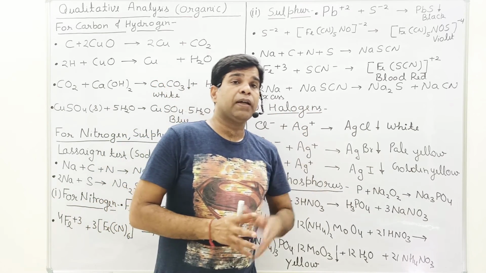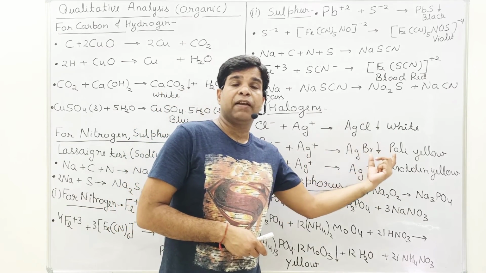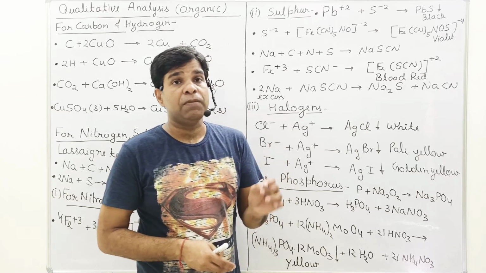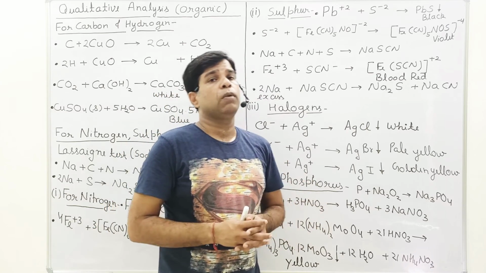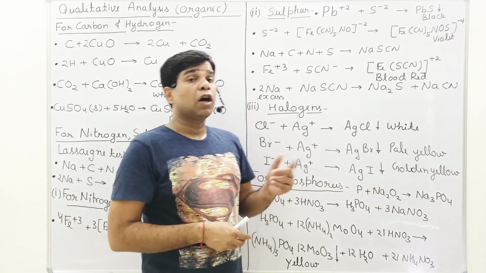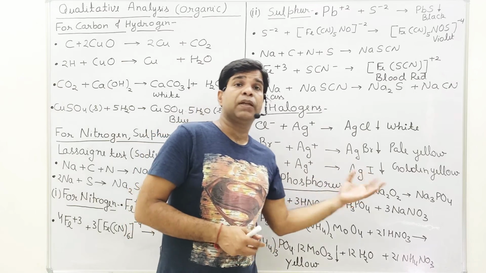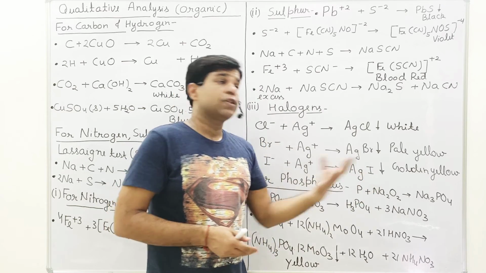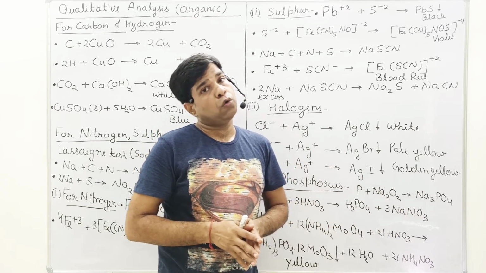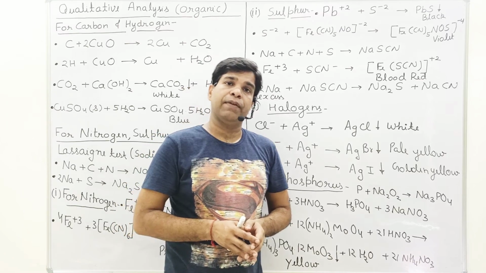If Br- is there, then Br- reacts with the Ag+ and that will give you the pale yellow precipitate of AgBr, and this AgBr is sparingly soluble in the NH4OH. If in that given compound I- is there, then I- reacts with the Ag+ to give AgI, which is the golden yellow color precipitate, and it is insoluble in the NH4OH. So that is how you can identify the halogen present in the given compound.